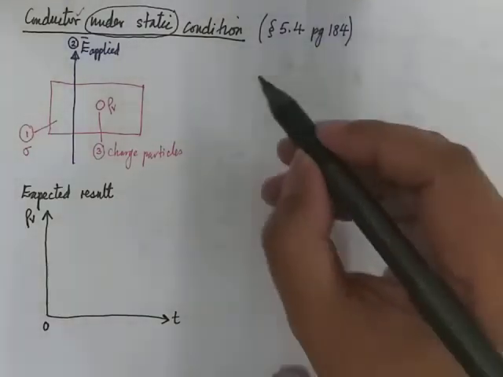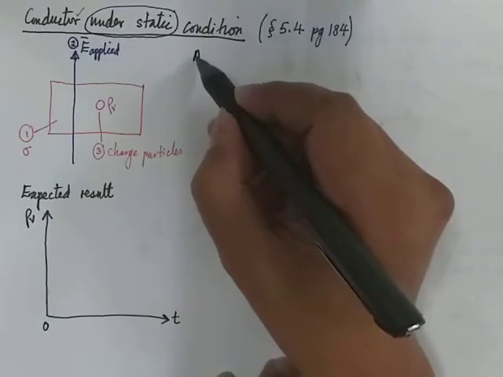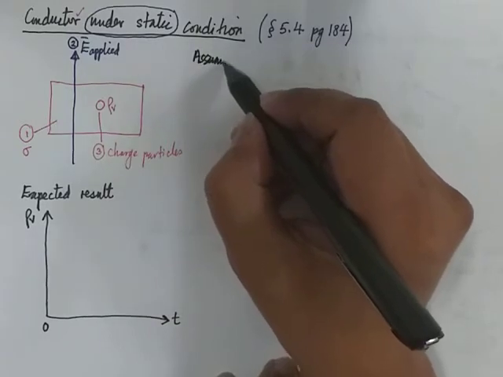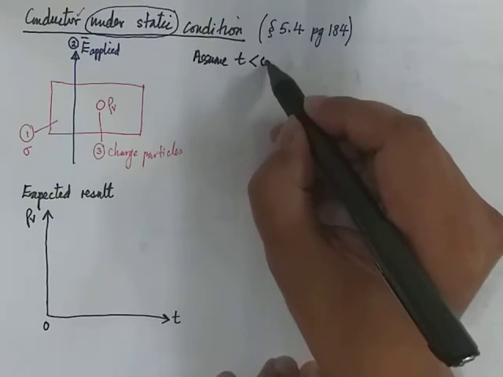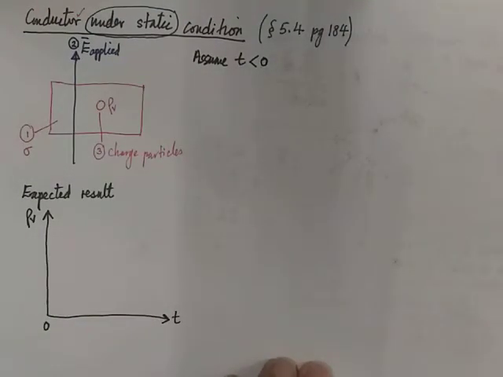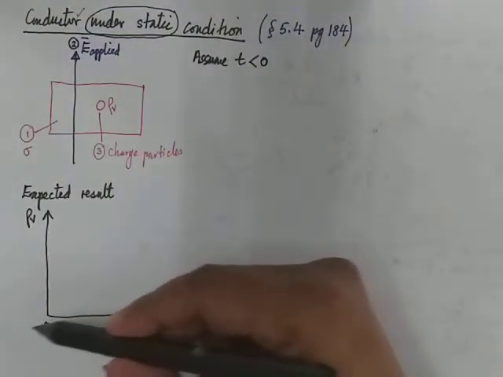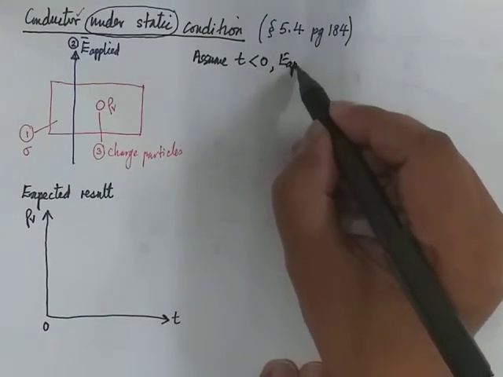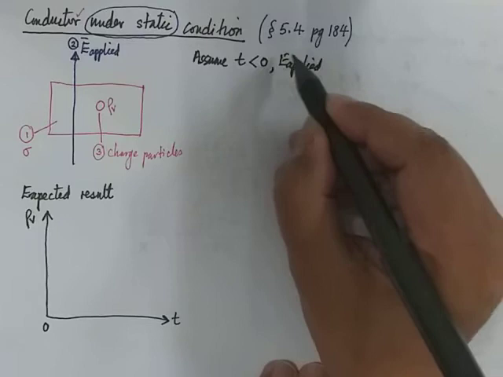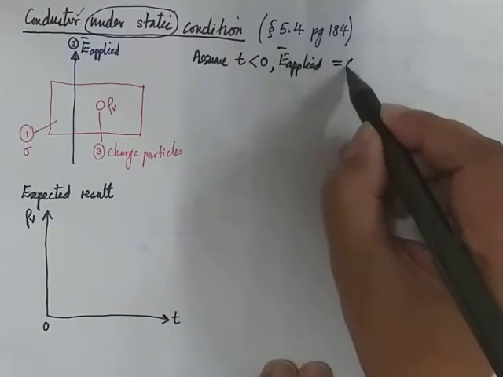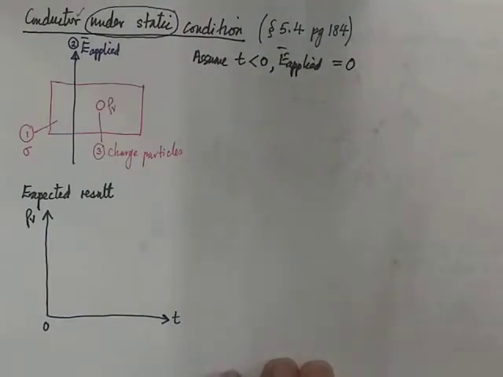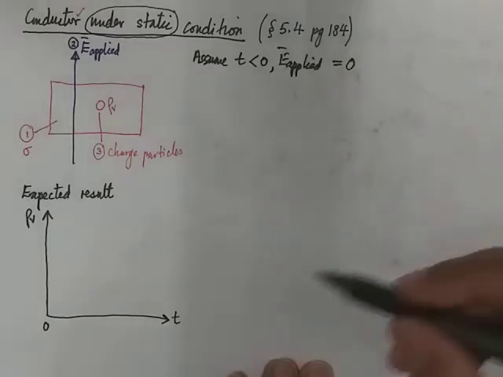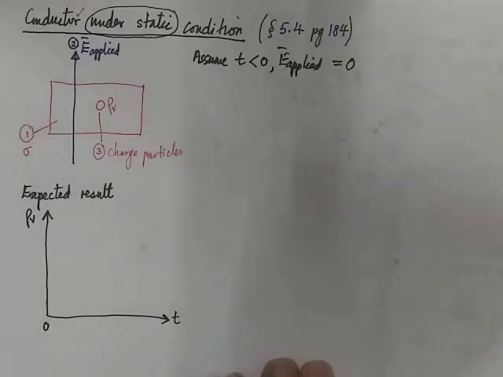Okay, so assume when t is smaller than 0. Meaning that we are assuming when time is less than 0, E applied is equal to 0, meaning that the conductor is not being exposed to any electrostatic field.